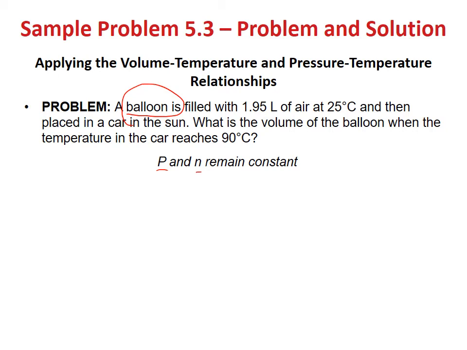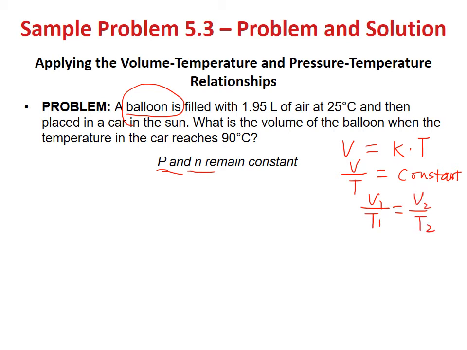The number of moles inside the balloon is also constant. And that tells you this is about Charles's law. Charles's law is when pressure and number of moles are kept constant, volume is proportional to temperature. So volume equals a constant times temperature. Or we can write volume divided by temperature is constant. Or we can write V1 over T1 equals V2 over T2.